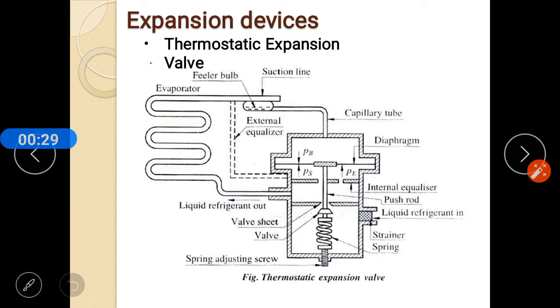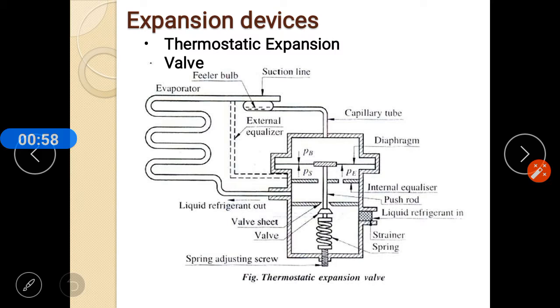The thermostatic expansion valve is also called constant superheat valve because it maintains a constant superheat of the vapor refrigerant at the end of the evaporator by controlling the flow of liquid refrigerant through the evaporator. It is the most commonly used expansion device in commercial and industrial refrigeration systems.